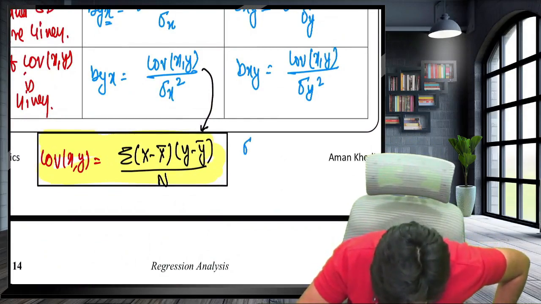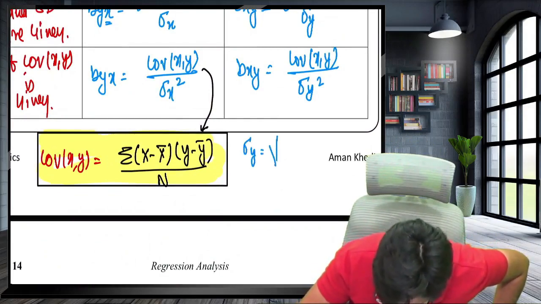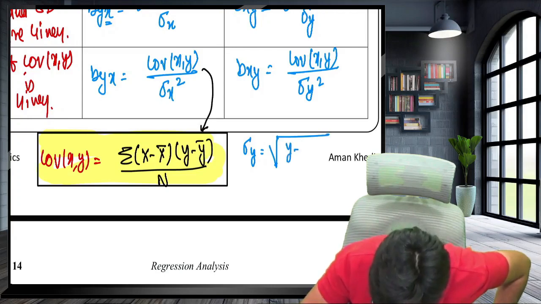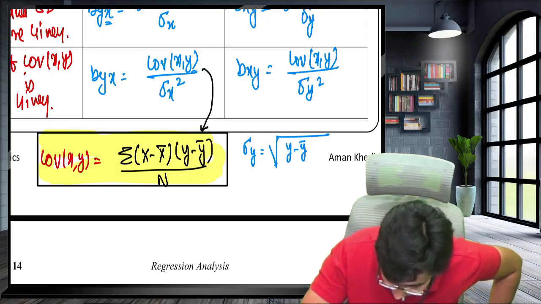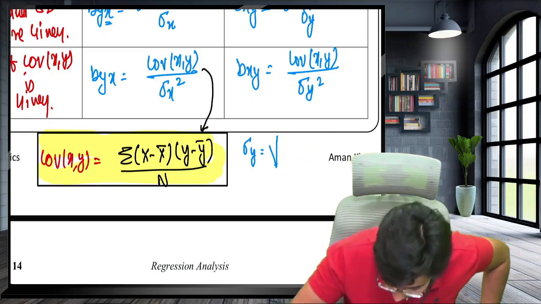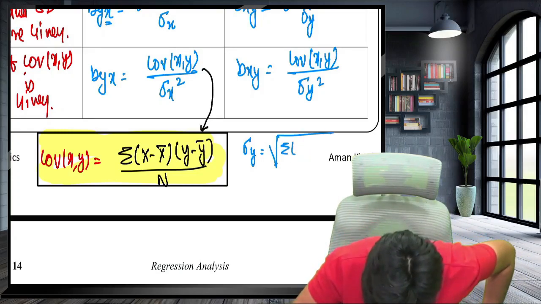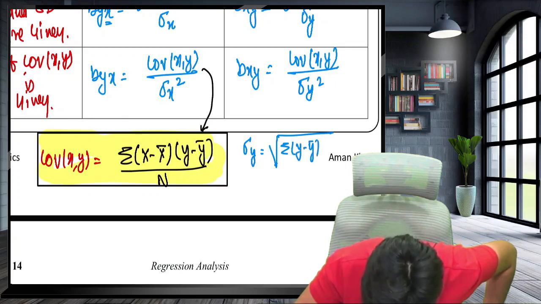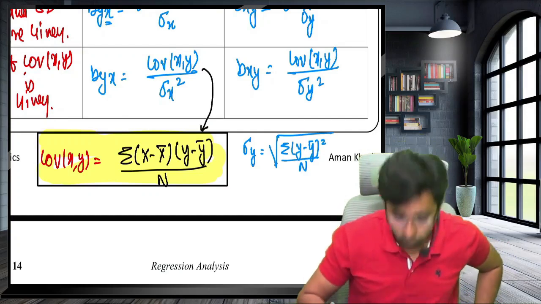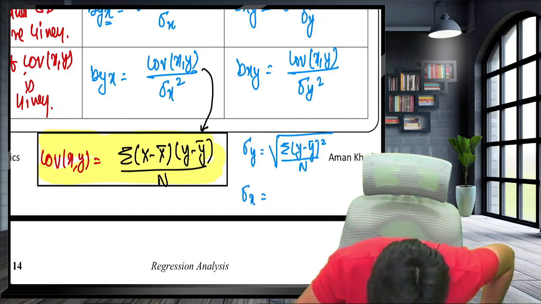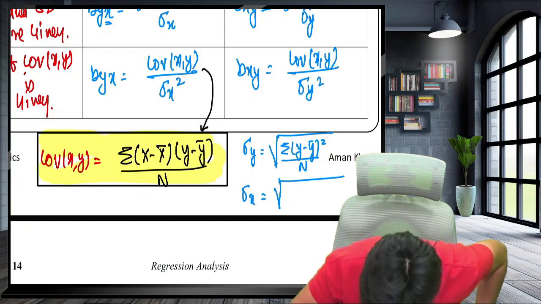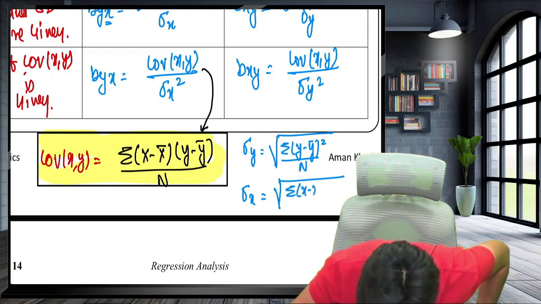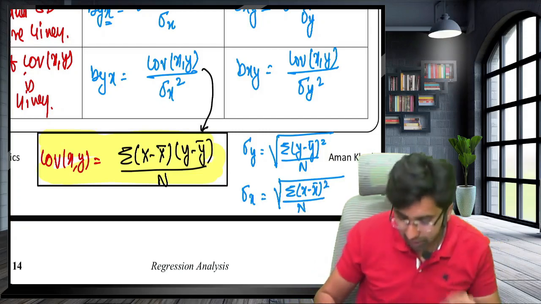Covariance, and what will be the standard deviation of y? That will be the under root of summation of y minus y bar whole square divided by n. What will be the standard deviation of x? This will be under root of summation of x minus x bar whole square divided by n. Guys, please write down this formula.